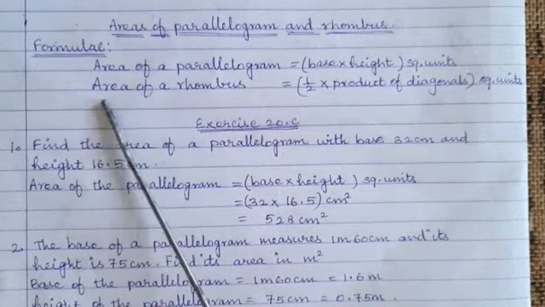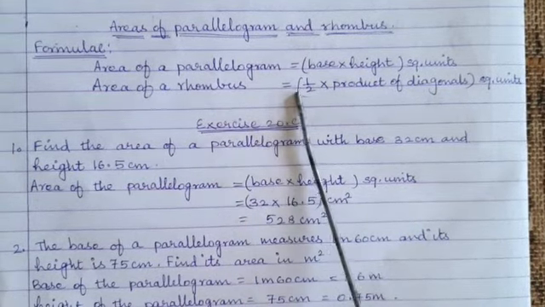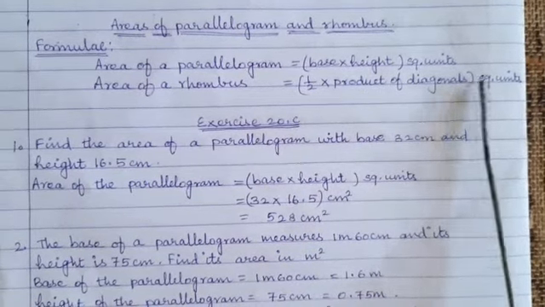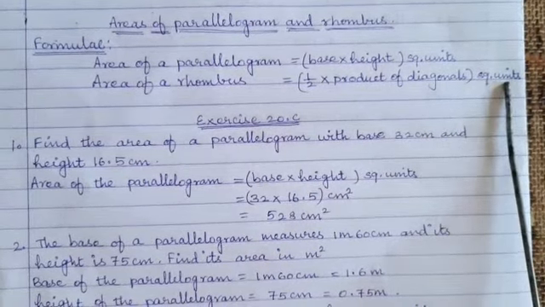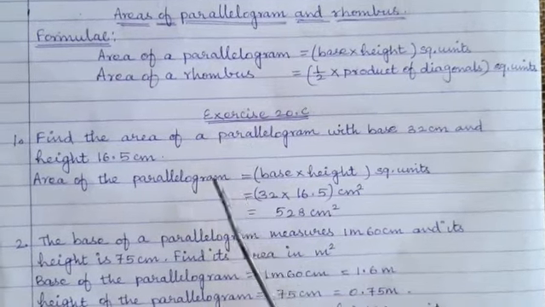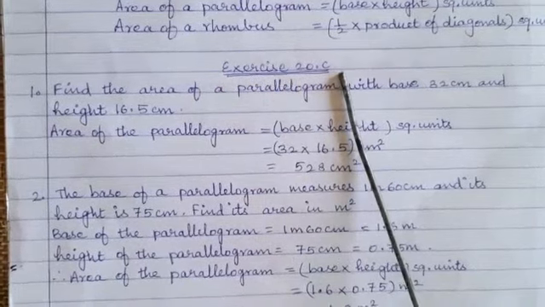Number 2. Area of a rhombus is equal to half into product of diagonals. Unit will be square units. Using these two formulae, now we will solve the questions in exercise 20C.